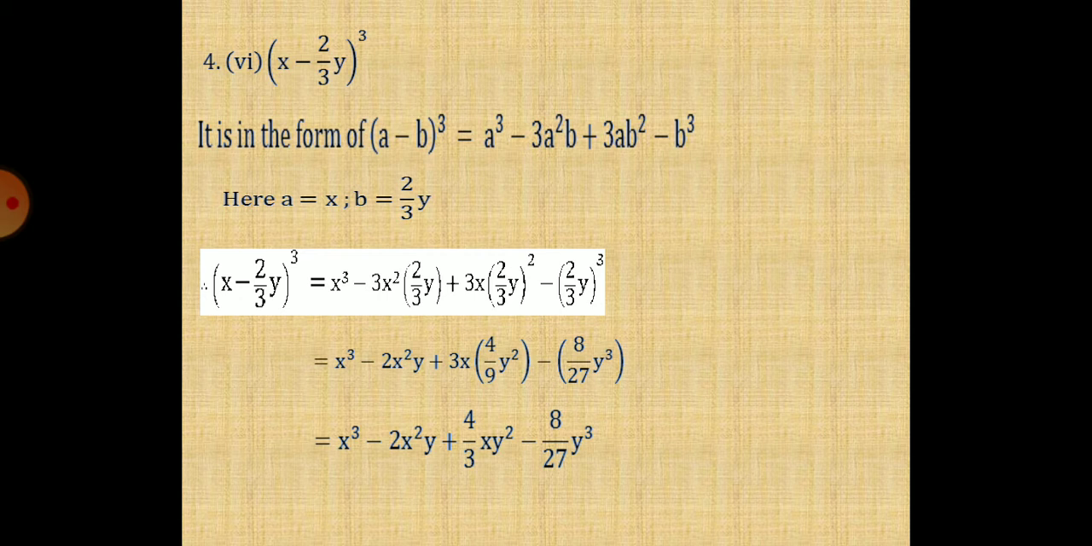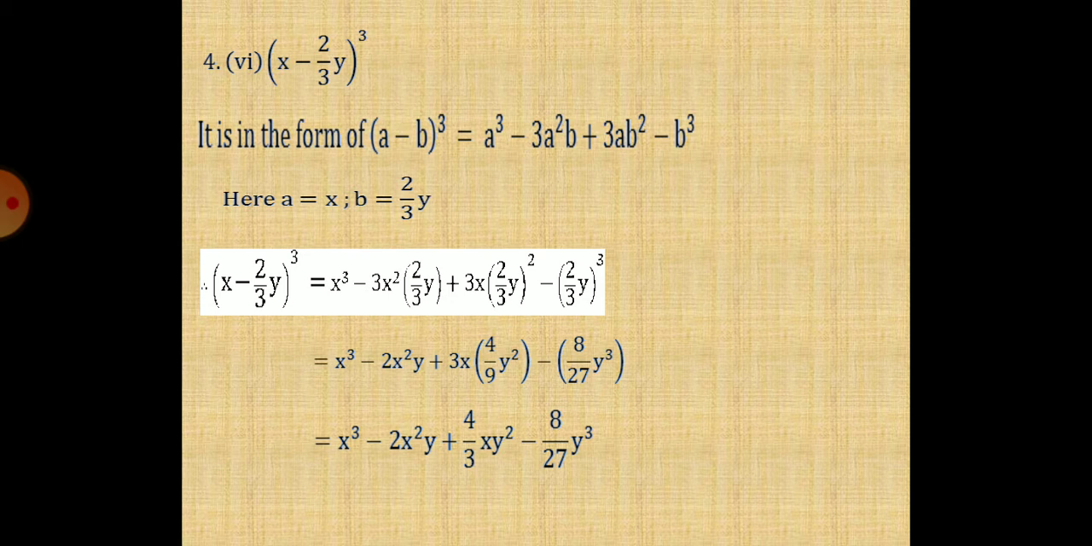So (x minus 2 by 3y) whole cube is equal to x cube minus 3x square into 2 by 3y plus 3x into (2 by 3y) whole square minus (2 by 3y) cube. x cube is x cube only, children, and in the second term the 3 will get cancelled and the final answer is 2x square y. And in the third term, (2 by 3y) square means 4 by 9y square. In the third term this 9 will get cancelled by 3 and it becomes 4 by 3 xy square, and minus (2 by 3y) cube.